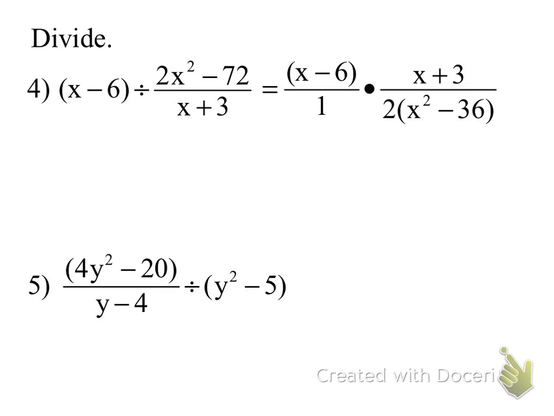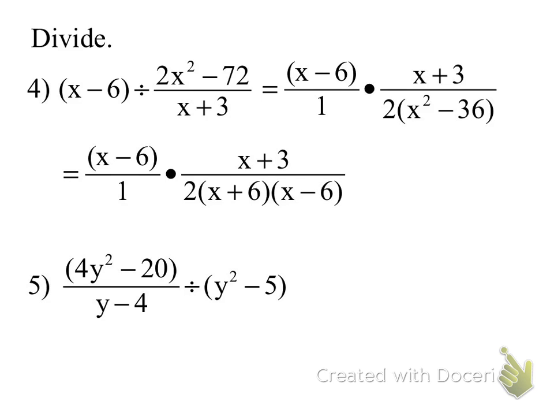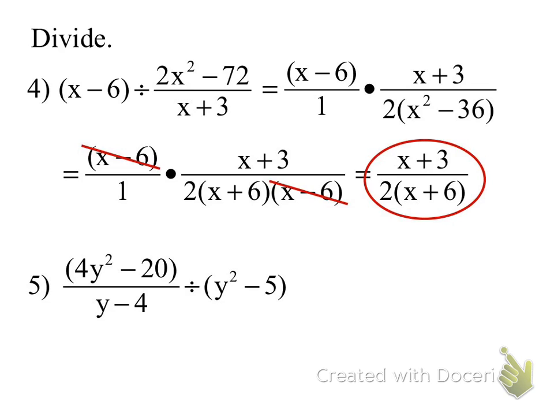All right, so let's look over the first one. Remember, we have to multiply by the reciprocal on the second fraction. And we have to factor that denominator to 2 times x plus 6 times x minus 6. Now, what can we cross cancel? The x minus 6's. And then we are left with x plus 3 over 2 times x plus 6. Okay? Is anybody still working on number 5? Yes. Okay. I hear some are, so I'm going to give you another minute for that. Let's check number 5. Oy, we're late.